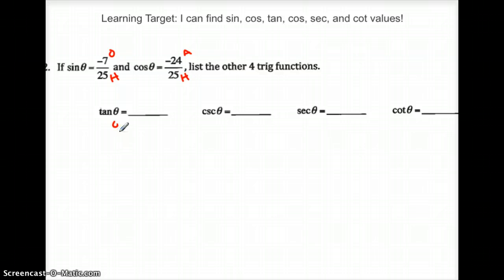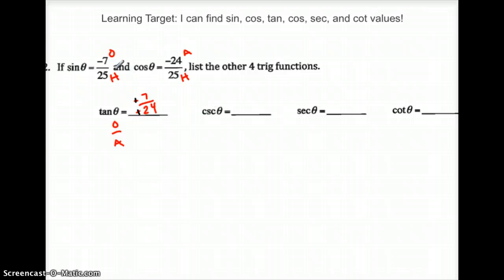Tangent is O over A. So negative 7 over negative 24. But hold up, 2 negatives make a positive. So it's just going to be positive 7 over 24.